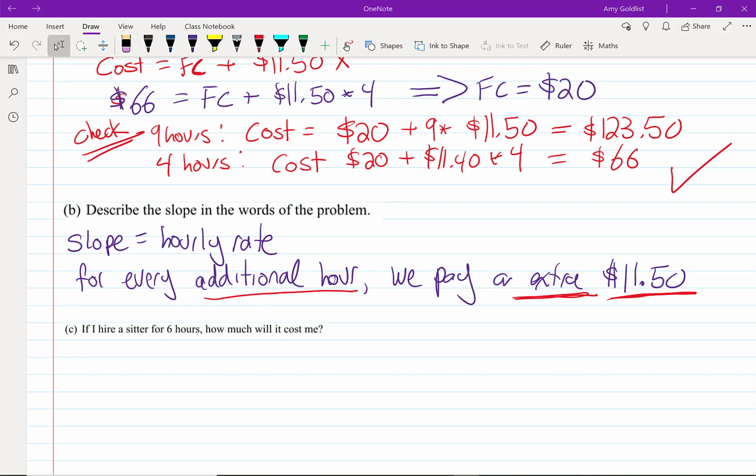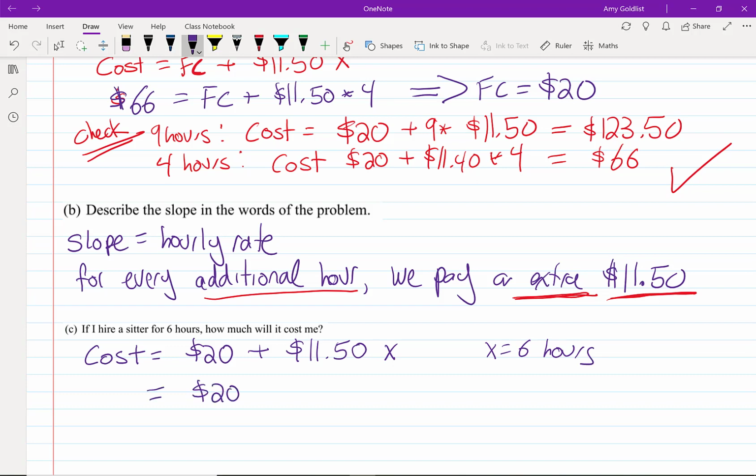Finally, part C. If I hire a sitter for 6 hours, how much will it cost me? Well, I'm going to write down our cost equation again. Our cost is going to be $20 no matter how much time I use. You have a babysitter come for 5 minutes, it's going to cost you at least $20 plus $11.50 per hour. So if X equals 6 hours, then our cost is going to be $20 plus $11.50 times 6, which equals $89. That's how much we're going to pay our sitter.